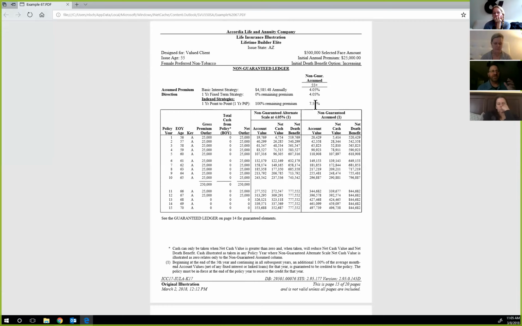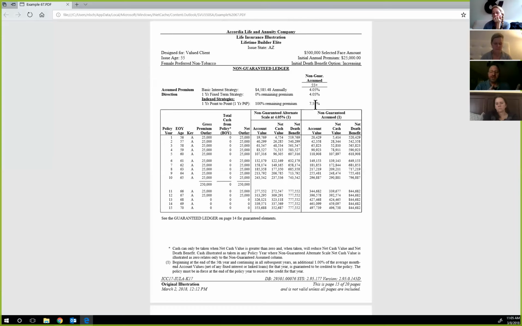Now, I've had clients say to me, especially right after 2008, when we were looking at these policies, 2009, 2010, clients were saying 7.54 is ridiculous. That's absurd. You can't make 7.54%. And I say, here's the thing. And I actually have sheets that I can pull out and show.